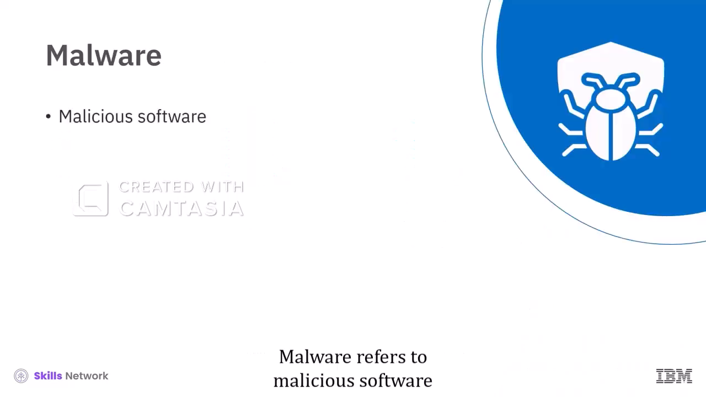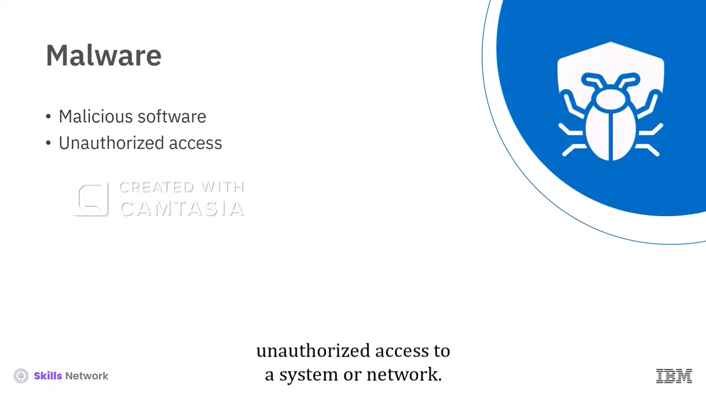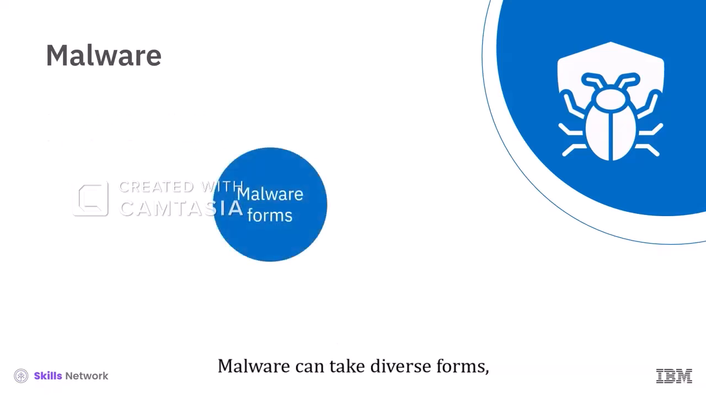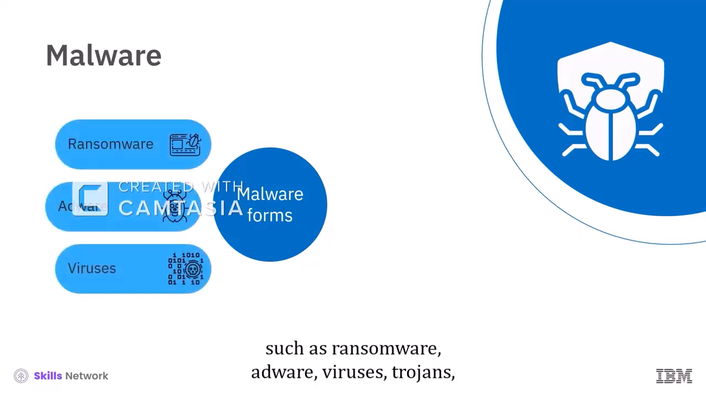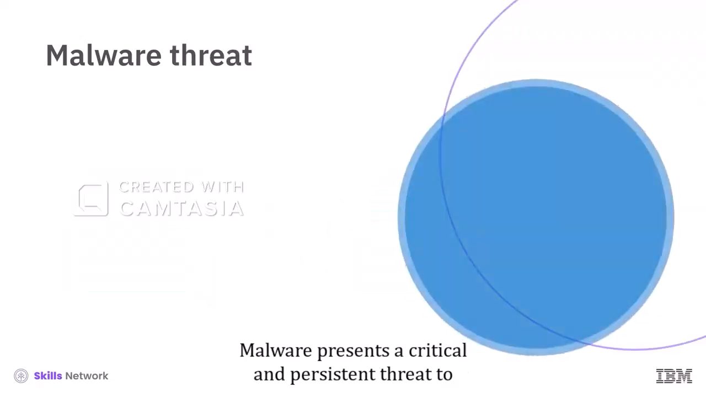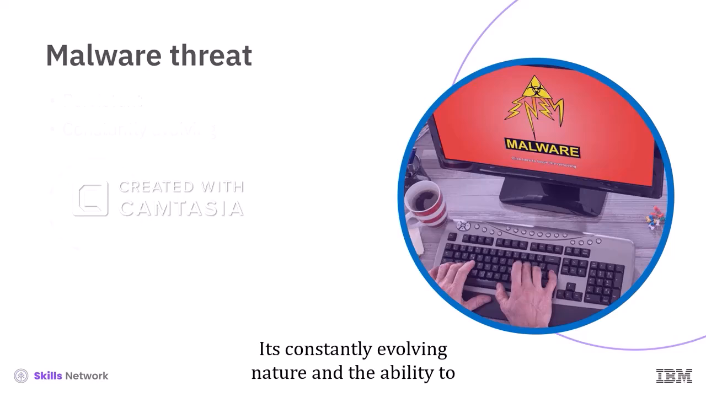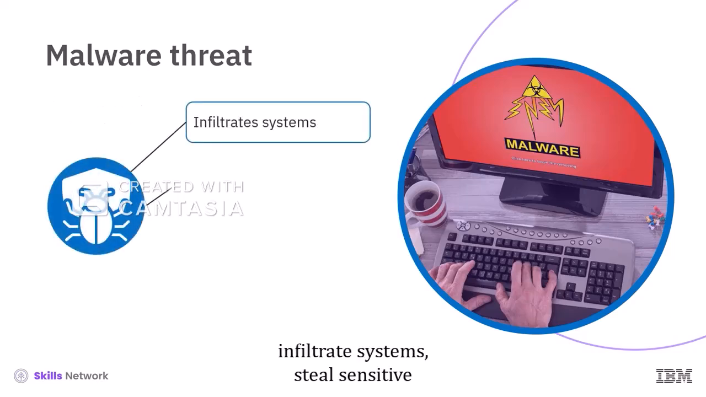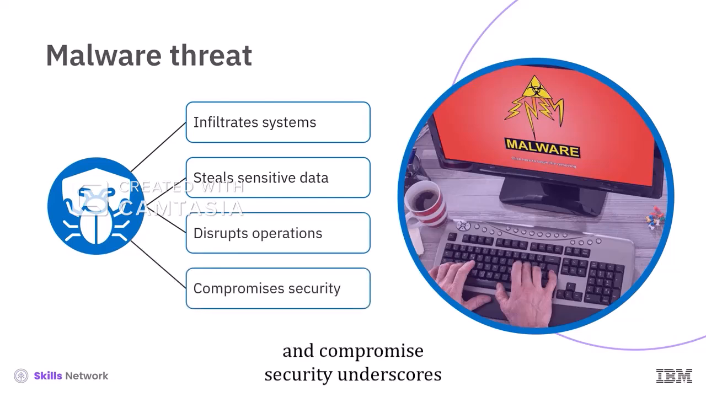Malware refers to malicious software that's specifically created with the intent to disrupt or gain unauthorized access to a system or network. Malware can take diverse forms, such as ransomware, adware, viruses, trojans, spyware, worms, and so on. Malware presents a critical and persistent threat to individuals and organizations across various sectors. Its constantly evolving nature and the ability to infiltrate systems, steal sensitive data, disrupt operations, and compromise security underscores the need for robust preventative measures.